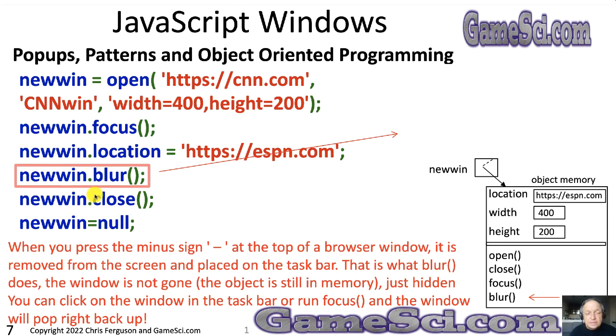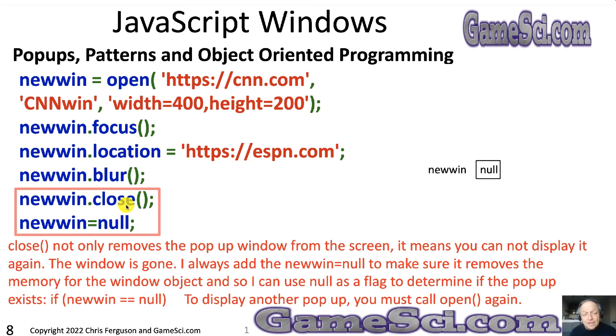All the blur routine does is say take it off the screen. You could pop it right back up in a number of different ways. But what I want to make clear here is the object that represents that window is still active. And anytime we want to call focus, we can pop this thing right back up on the screen.